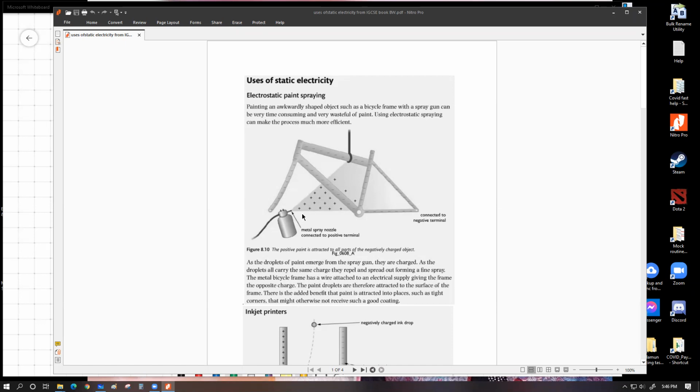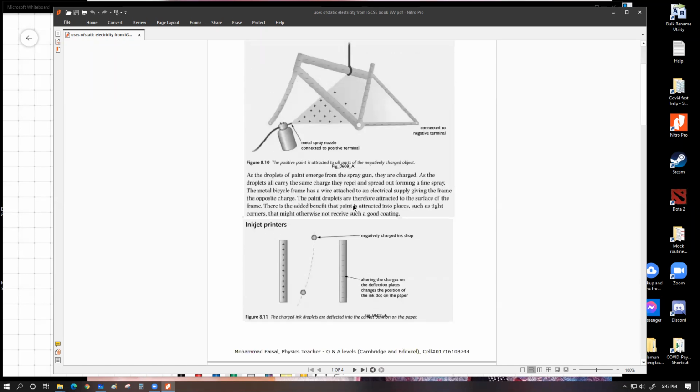You might wonder whether it is essential that the metal frame has to be negatively charged and the spray nozzle positively charged, or whether it would be a problem if we flip the charges. For example, if we connect the metal frame with a positive charge and the metal nozzle of the spray can with a negative charge, is this going to cause any problem? The answer is no. You just have to make sure that you are connecting the two things with opposite charges, and that pretty much does the job. And then we have the concept of inkjet printers.